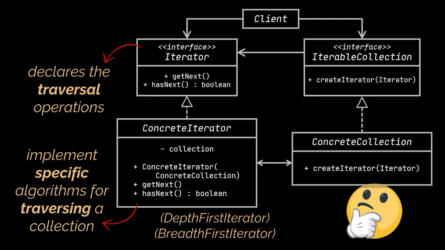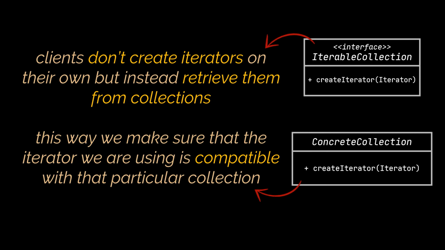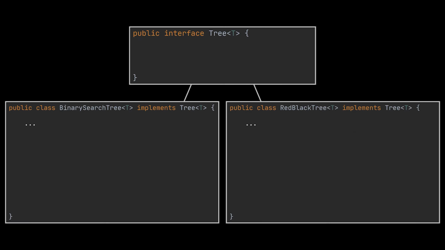Okay, the remaining pieces of this diagram are the collection interface and the concrete collections. And you may be thinking that in the traversal example we implemented, we didn't have matching classes for these. And you are right. You see, usually clients don't create iterators on their own like we did, but instead retrieve them from collections. This way we make sure that the iterator we are using is compatible with that particular collection. So what we should have had is a tree interface, let's say, that is implemented by a binary search tree class and a red-black tree class. The tree here is the collection interface, and the binary search tree and red-black tree classes are the concrete collections.